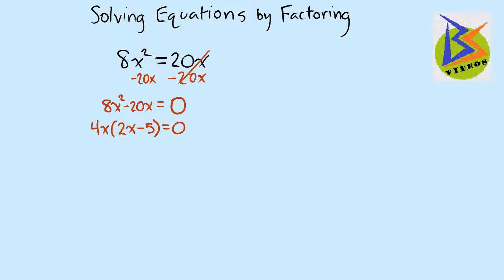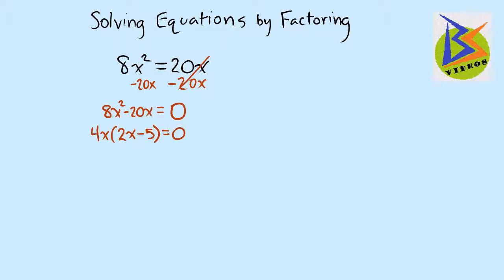Now, once we have our factors, we understand that either 4x has to be equal to 0, 2x minus 5 has to equal 0, or both of them equal 0. So we're going to put 4x equal to 0. We'll take 2x minus 5 and put it equal to 0, and we'll see if these work. So let's solve each of these for x.